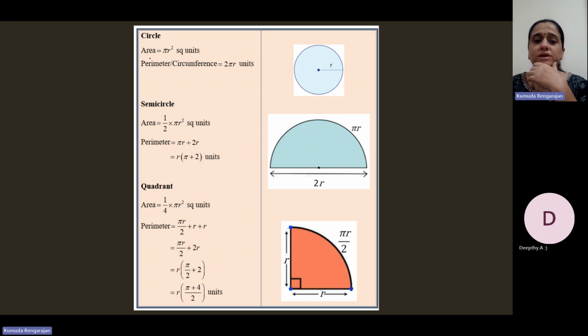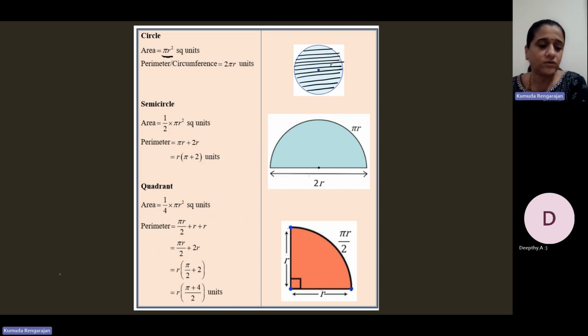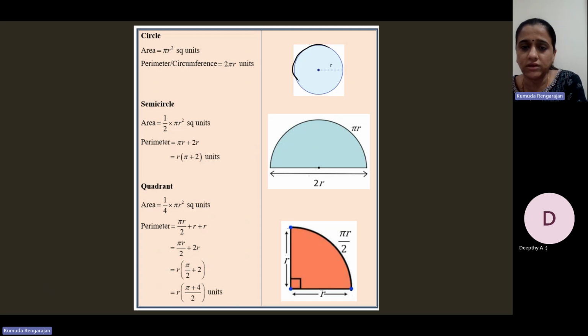So the formula to find the area of a circle is pi r square units. The formula to find the perimeter or circumference of a circle is 2 pi r units. Area of circle means the space occupied by the circle. This region represents the area of the circle, given by the formula pi r squared. And if you want to find the length of the boundary of the circle, that's given by the formula 2 pi r units.